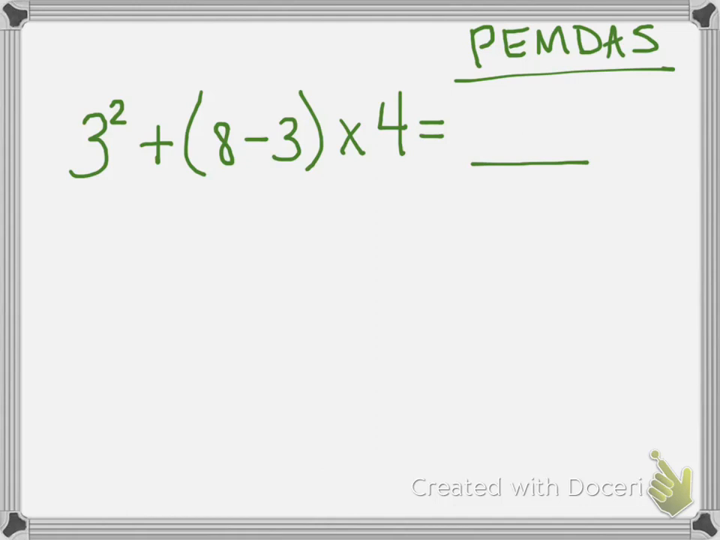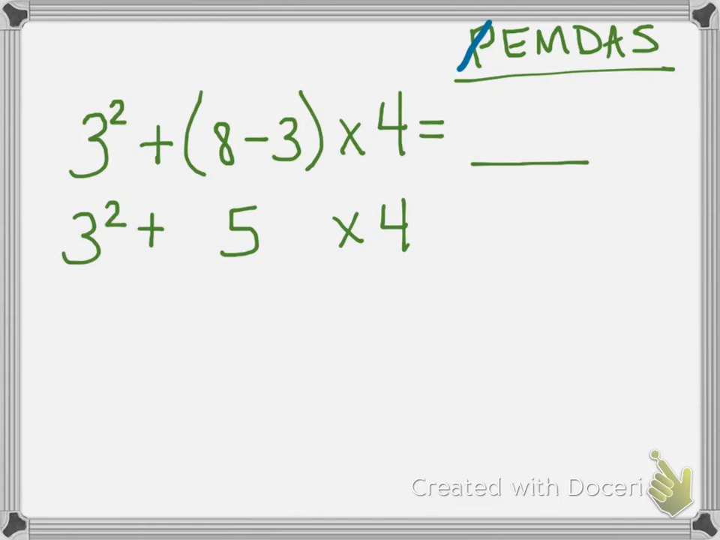Here we have an equation, 3 to the second power plus 8 minus 3 times 4. The first step is parentheses. So if you do the parentheses, 8 minus 3 is 5. So now we have 3 to the second power plus 5 times 4. The next step is exponents. We do have an exponent.